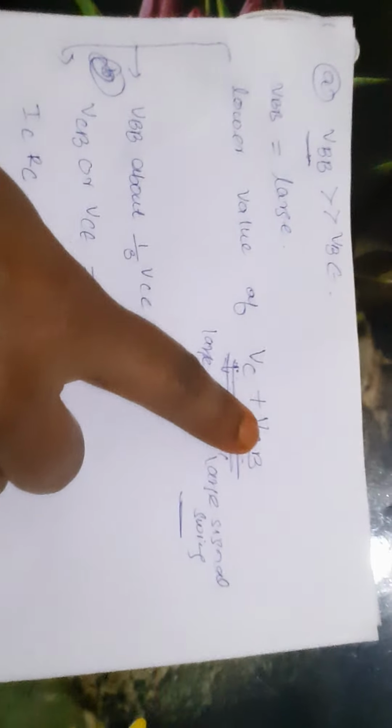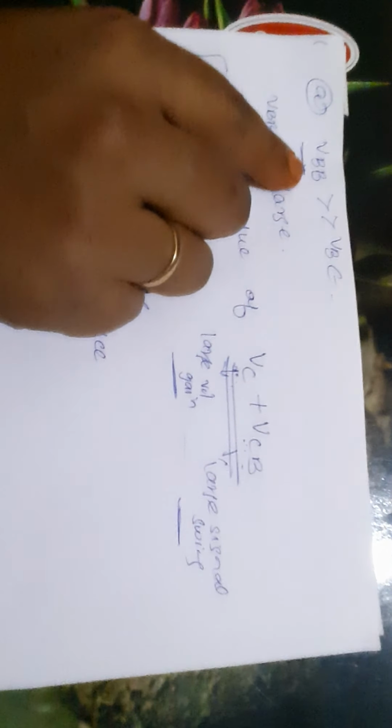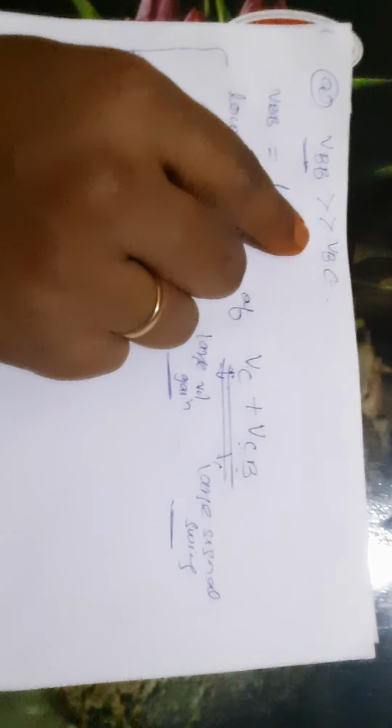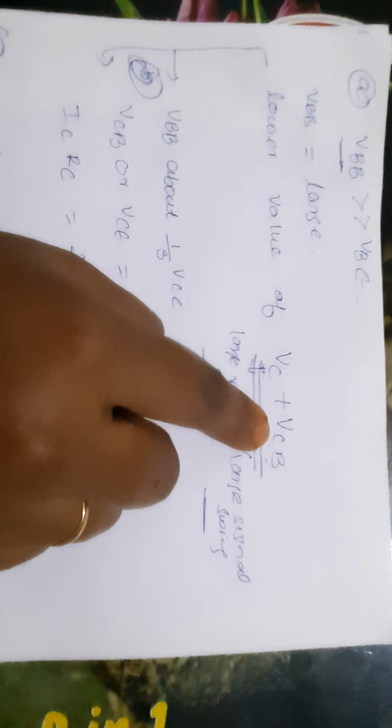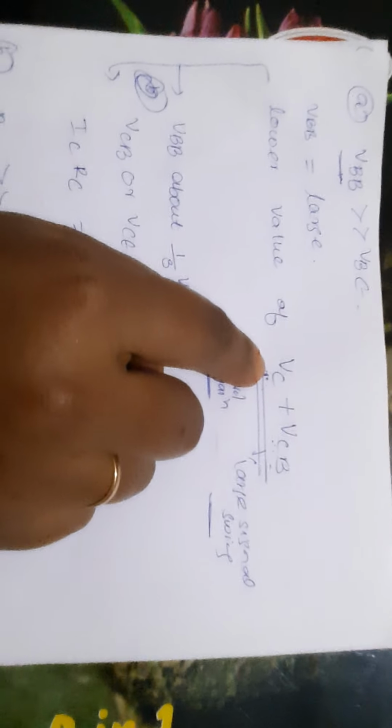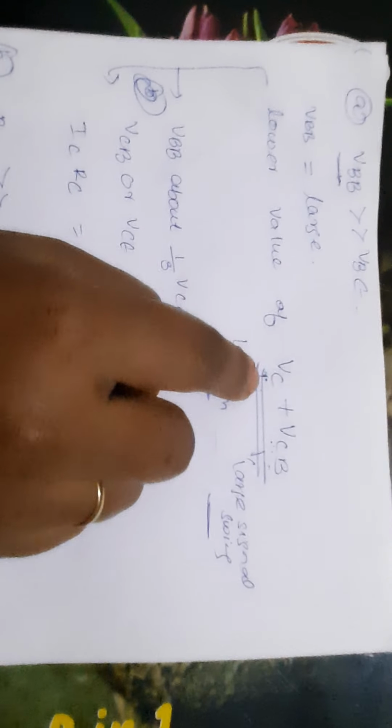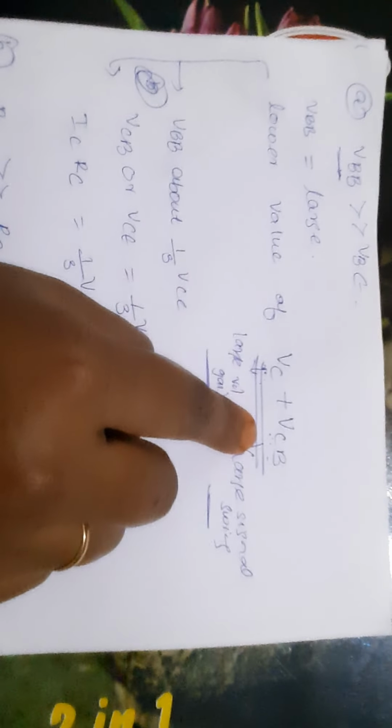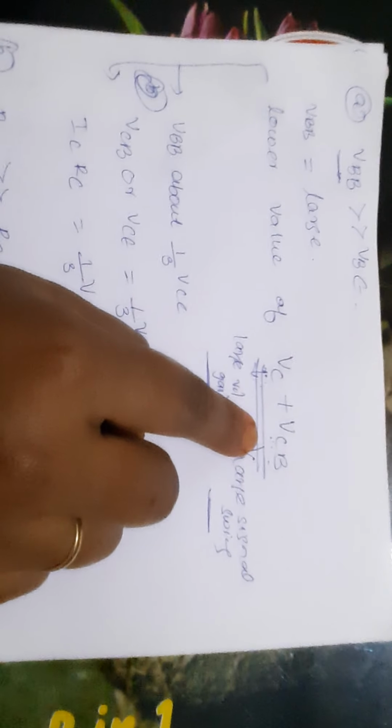I'll repeat once again. VBB should be very much greater than VBE. This is our criterion. If it is very much larger, it is lowering VC and VCB. But we want it to be large, not lower, because this is responsible for gain and for signal swing. So how do we select now?